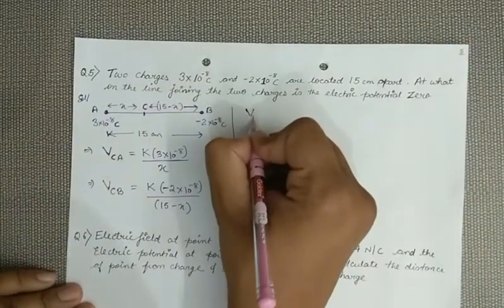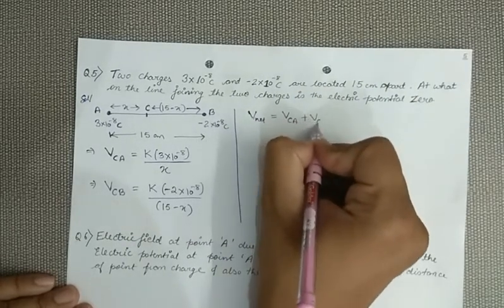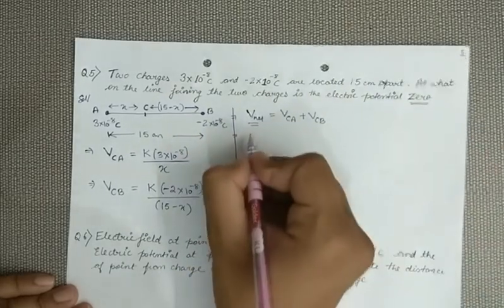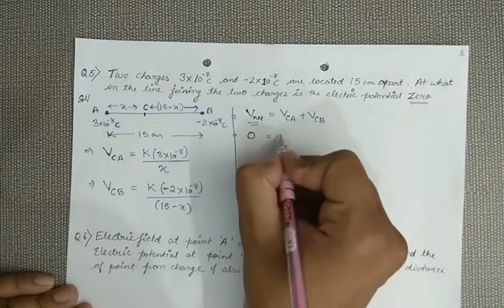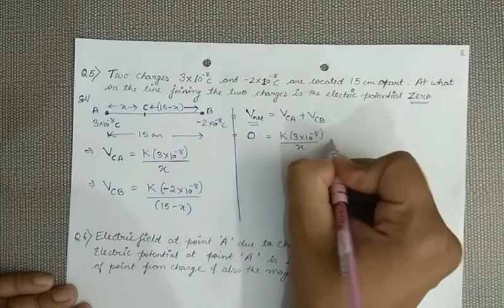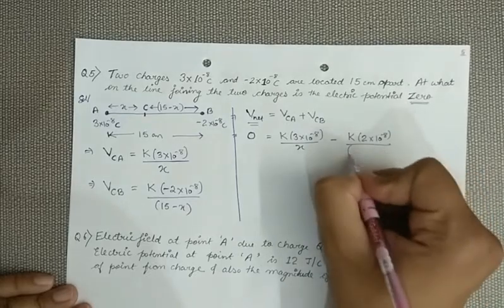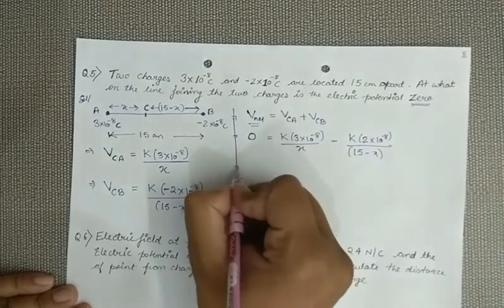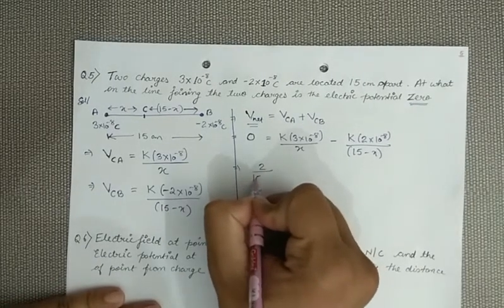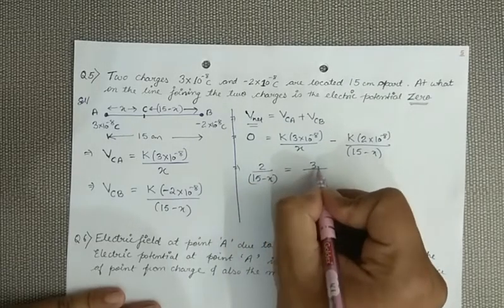Now our net potential will be given by adding these two, because potential is a scalar quantity, and as per the question net potential should be 0. So substituting 0, it is K times 3 into 10 to the power minus 8 by x minus K times 2 into 10 to the power minus 8 upon 15 minus x. So we just simplify these two factors, and you will get 2 upon 15 minus x equals 3 upon x.